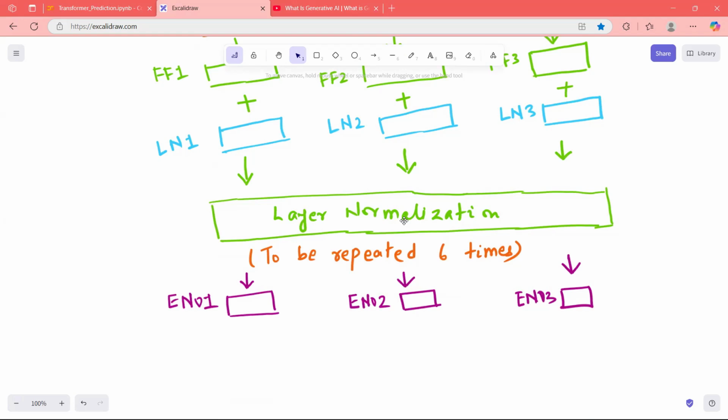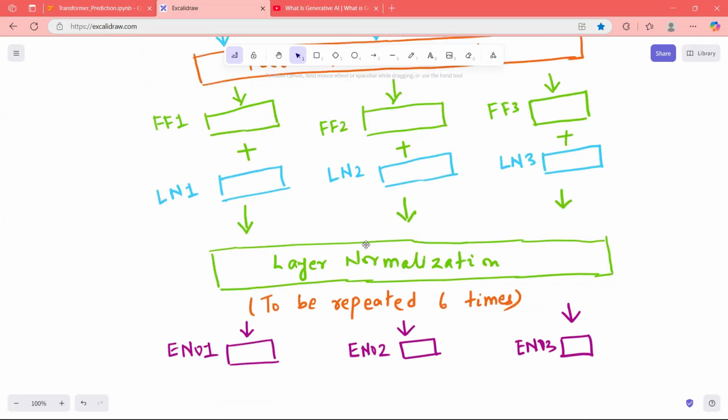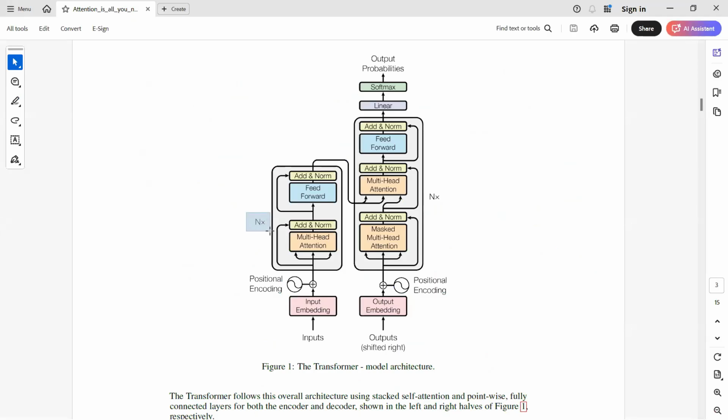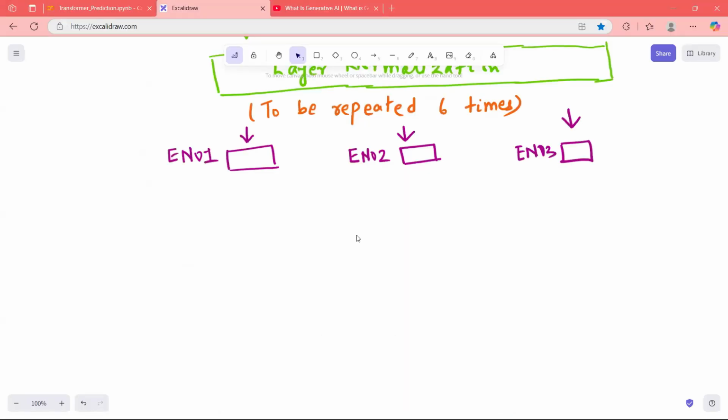Now one important thing here is whatever you have done till here needs to be done 6 times. As you can see here, in the original paper they are saying Nx. Nx means in transformer architecture there is not only one encoder, rather there is a set of encoders. And set of encoders means how many encoders? 6 encoders. So the output of one will enter the next, and the output of that will enter the next. Basically the first encoder's output will be the input to the next encoder, and so on and so forth till 6 times. That is the reason I'm saying here to be repeated 6 times.